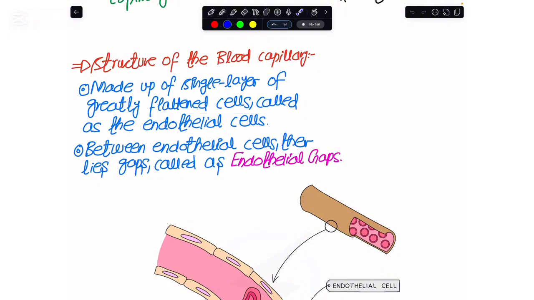Previously, the endothelial cells were making the inner layer of the arteries and the veins as well, but the arteries and the veins also have the middle and the outer layer. But for the blood capillaries, it is only the endothelial cell layer which they have. And the other thing is that the cells of the blood capillaries, which are the endothelial cells, also have some pores in them.